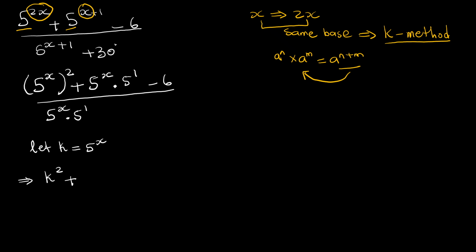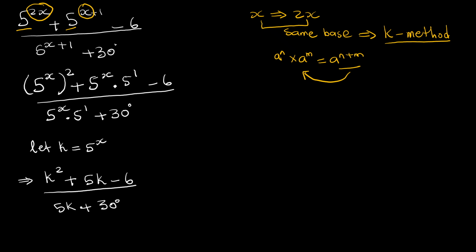Remember, where there's 5 to the power x, we put k. So this will be k times 5. Instead of saying k times 5, I'm going to write the number first, and then after we can write the variable. So we can write this as 5k. Then we minus 6. So now everything here is divided by k times 5. We still have plus 30. So I'm going to write this as 5k plus 30.